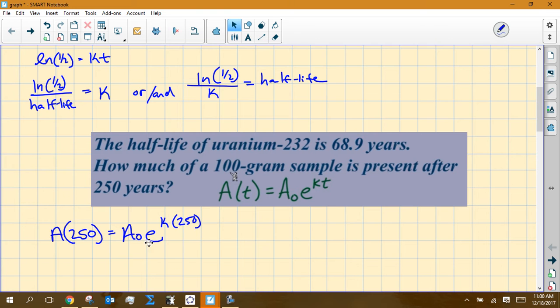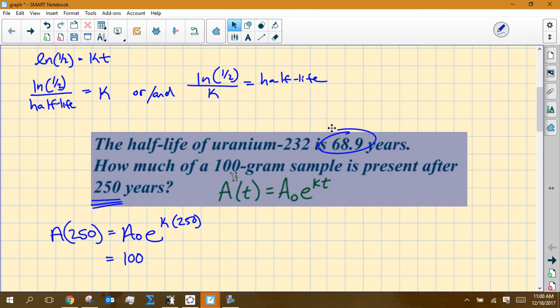Now, when we start filling things in, A of 250 is what we're looking for. My original amount, how much of a 100-gram sample is present? So that's 100 grams. That's what I start with. They want to know what is left over after we do more. The half-life here is 68.9 years, but we're looking at letting this thing sit for 250 years. So we're going to have less than 50 left over. And if you start doubling, you're probably going to have less than 25 left over.